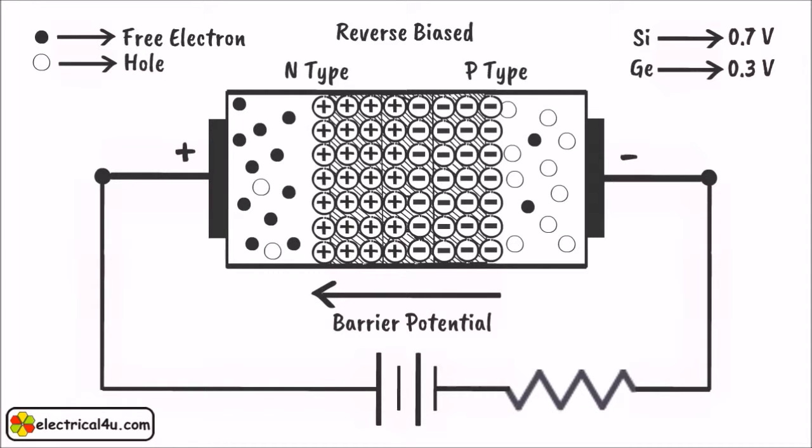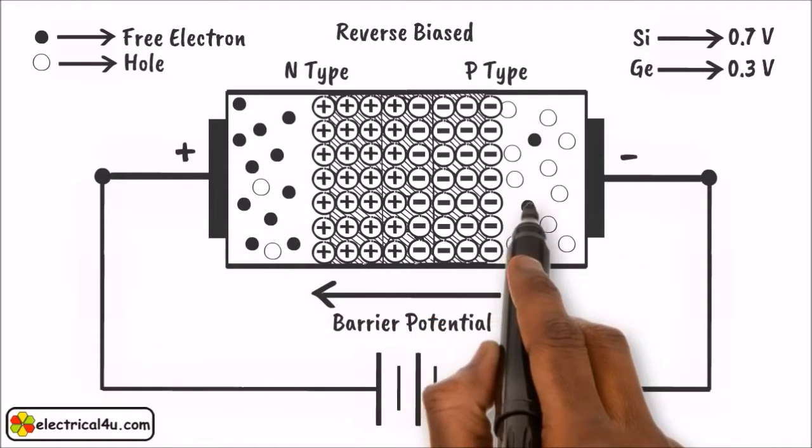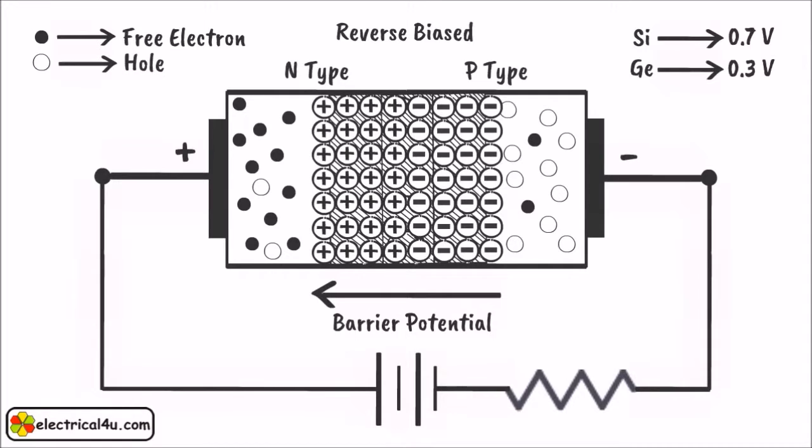As we said earlier, there are always some thermally generated holes in the N-type semiconductor and free electrons in the P-type semiconductor. We call these charge carriers minority charge carriers. These minority charge carriers are also present in the depletion region.